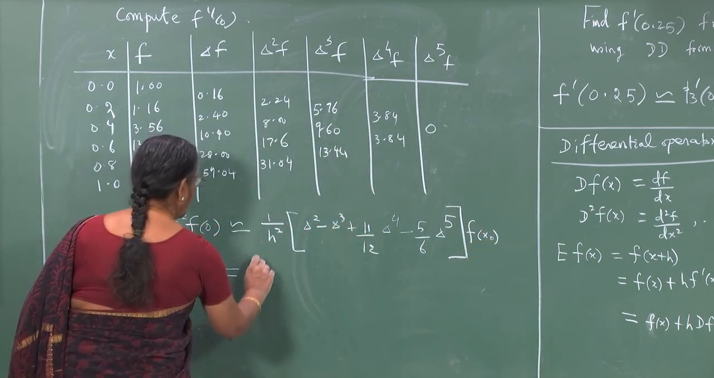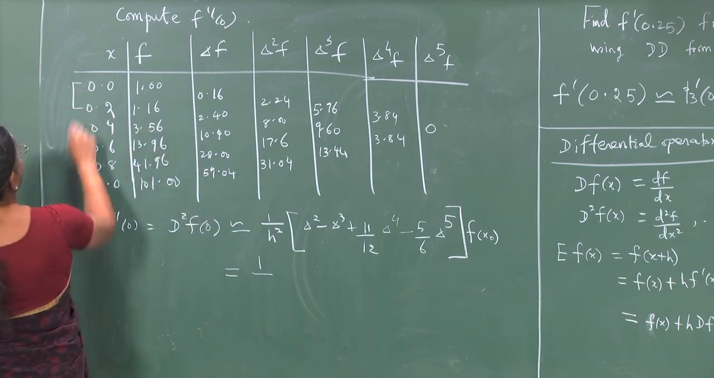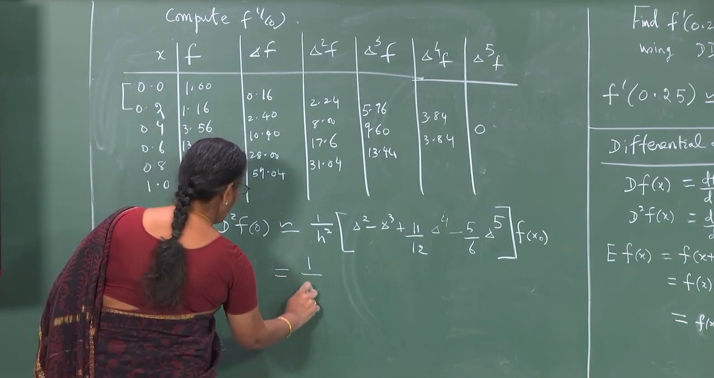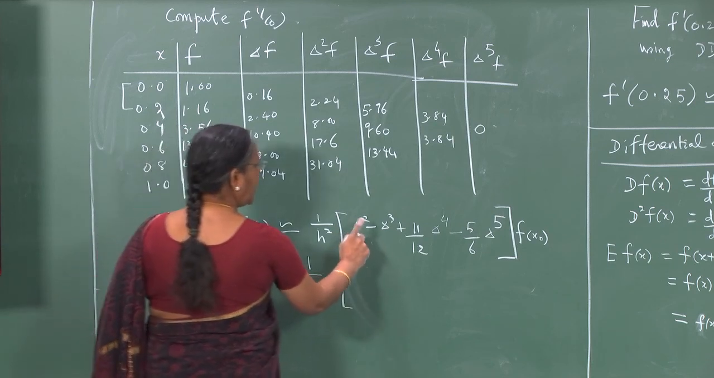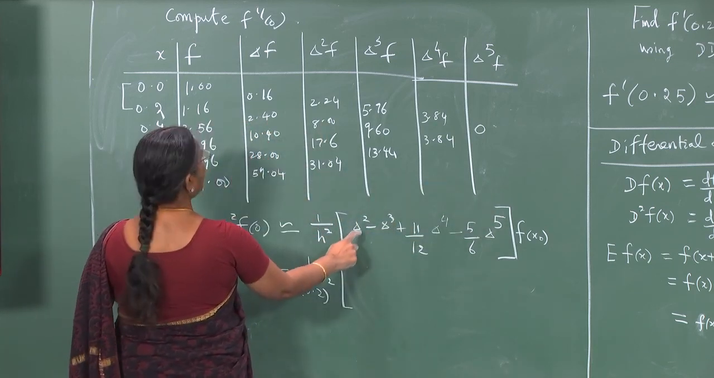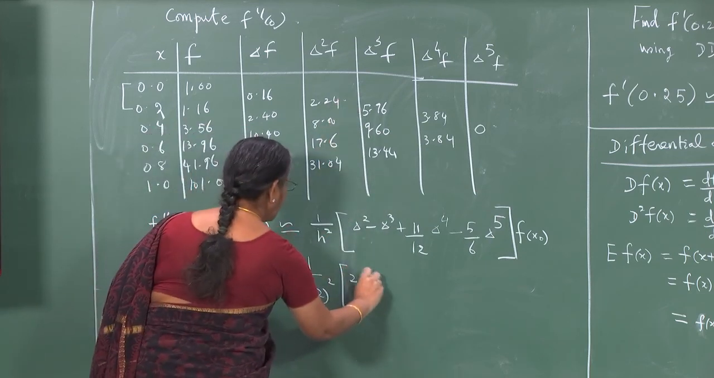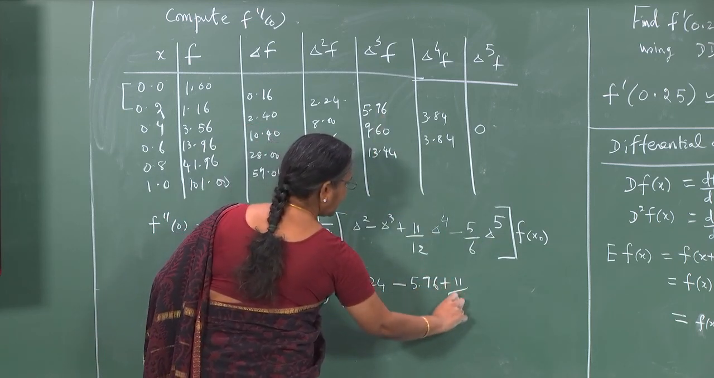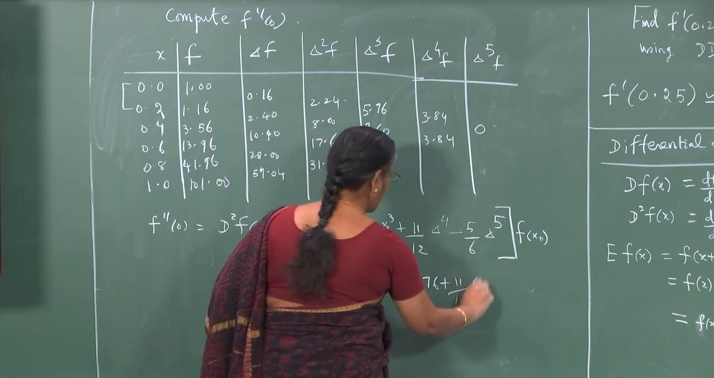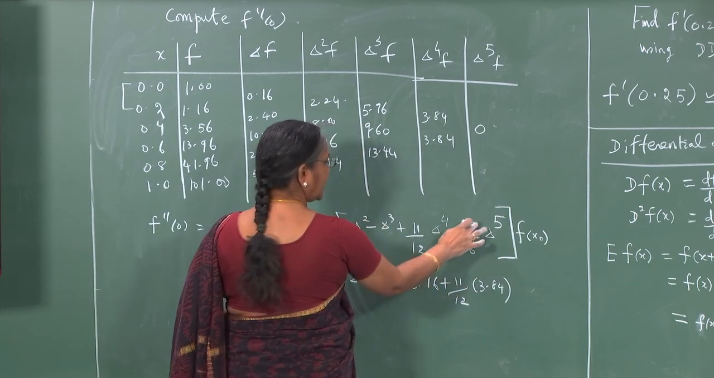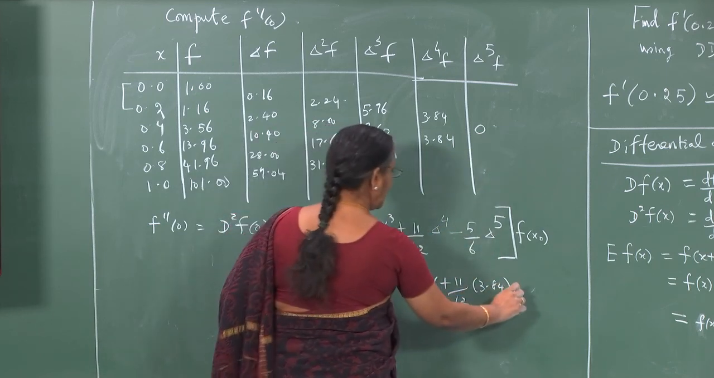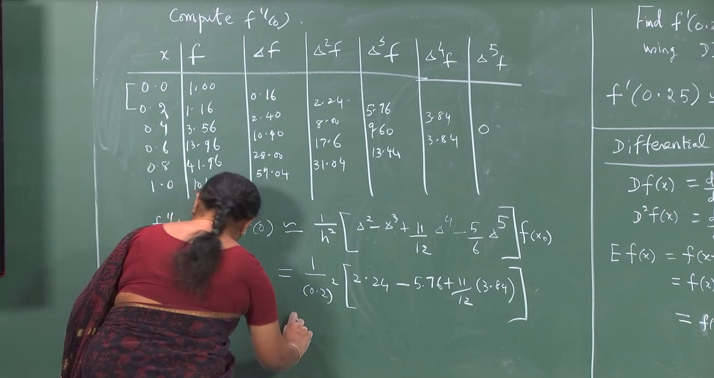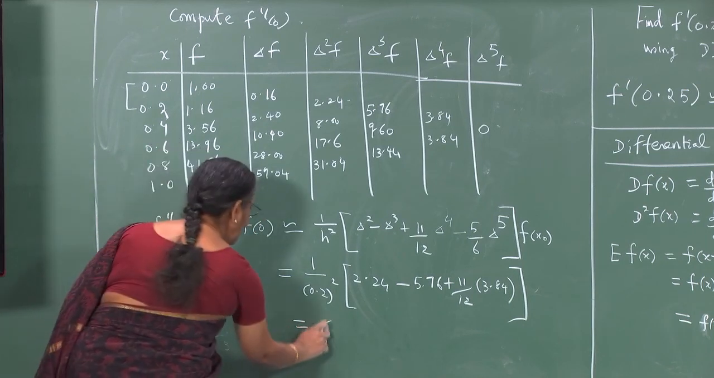So, that will be 1 by h square. What is h? The difference between any two successive nodes, namely 0.2. So, 1 by (0.2) whole square into delta square f of x naught. So, it starts with delta square f of x naught, which is 2.24, minus delta cubed f of x naught, 5.76, plus 11 by 12 delta power 4 f of x naught into 3.84, then minus 5 by 6 into delta power 5 f of x naught, which is 0. So, this is what I need to evaluate, and if you compute this, the result turns out to be 0.